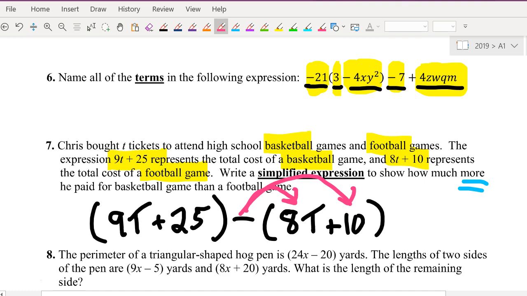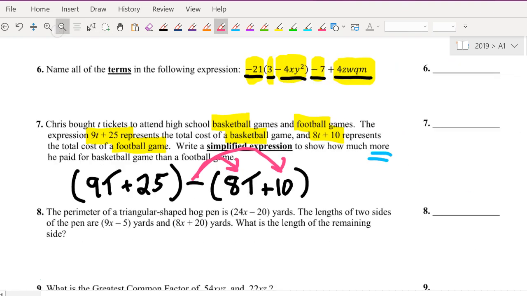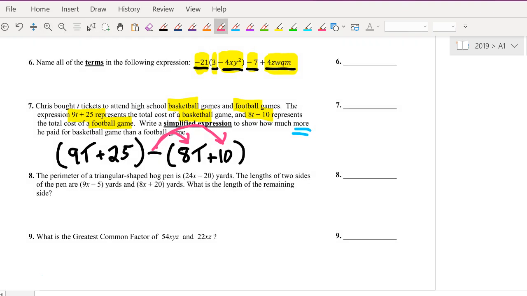I need more room here. Let me zoom out. Okay, so 9t and then negative 8t. This is negative 8t. And this becomes negative 10. Alright, so 9t minus 8t is 1t. And then 25 minus 10 is 15. 1t plus 15. You can just write t.